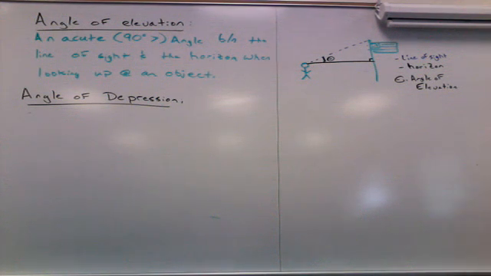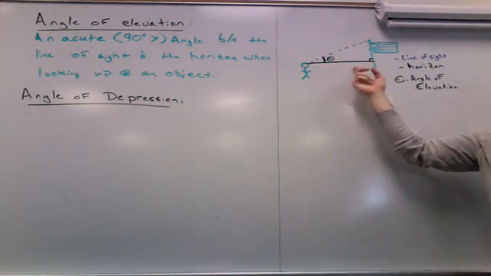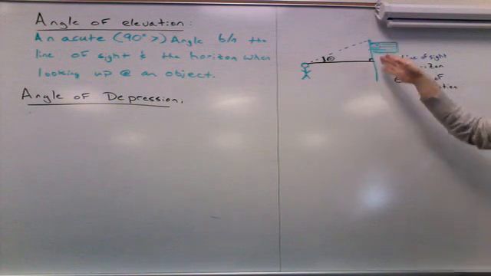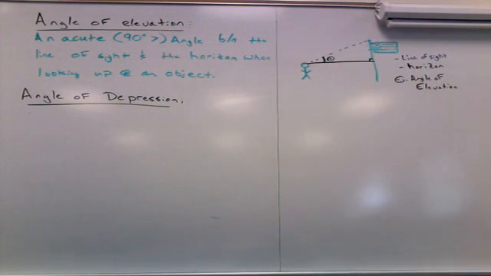Just by telling me it's an angle of elevation, that makes it very easy for me to draw the picture. I know my horizon is going to be on the bottom, my line of sight will be the hypotenuse going up, and then my third side will be whatever it is I'm looking at. That makes it kind of easy to draw the picture.